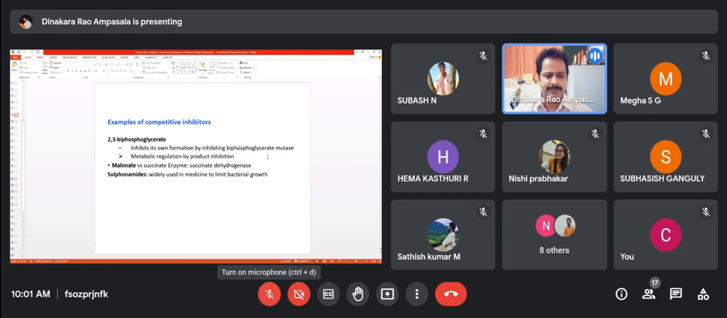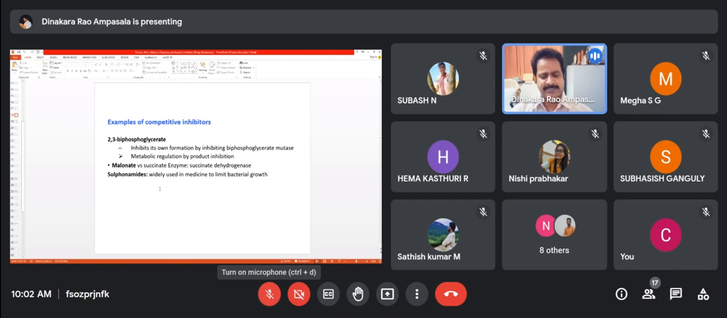Okay, and also malate and succinate. In this, malate is the competitive molecule, so it interacts with the succinate dehydrogenase. Here you can see in the TCA cycle this enzyme, succinate dehydrogenase, interacts with succinate and malate is formed. Malate is structurally very similar to succinate, so it will interact with succinate dehydrogenase and inhibit the reaction.